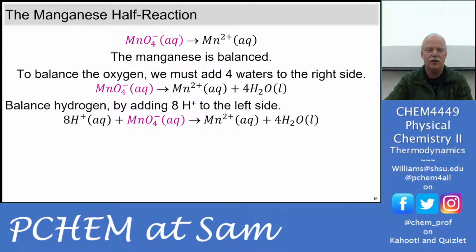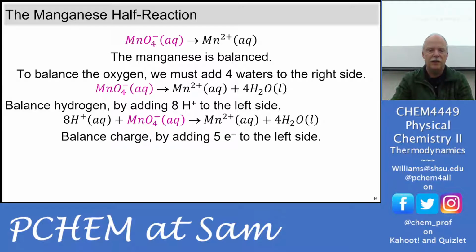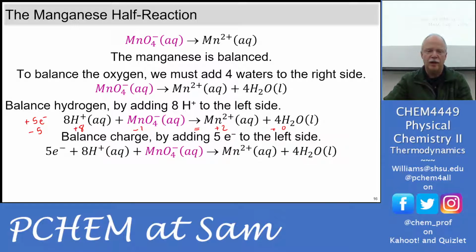And so we have to do the charge last. So we're looking at this. We have a +8 over here, -1, and we have a +2, +0. And so how do I get 8 - 1? So I have +7 on the left, and I have +2 on the right, and I can only subtract. So over here, I have to add 5 electrons. So -5, -1 here, so that's -6, +8 gives me 2. So there's my balanced half reaction.